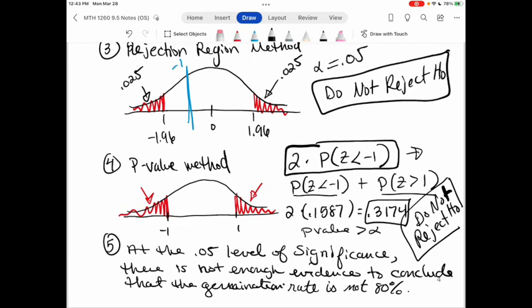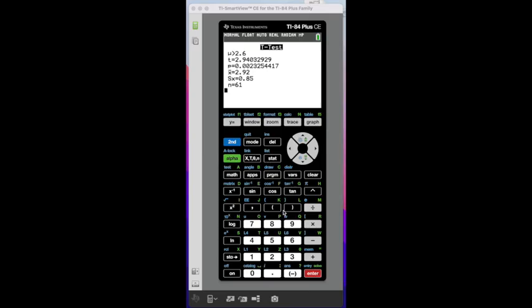All right, now let's check our work on the calculator. For proportions here, we're going to go to the stat button, I'm going to arrow over to tests, and we're going to choose one proportion z-test. And then I'm going to hit enter, and then I'm going to put in all of our information. We said that our p was 0.8. We had 312 successes out of 400. This is a two-tailed test, so I want to make sure I hit the do not equal symbol. And then I'm going to go down and I'm going to hit calculate.